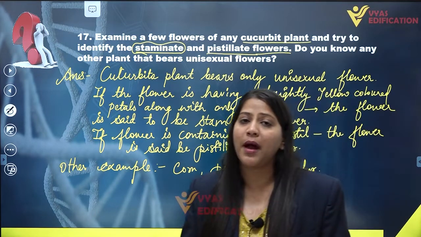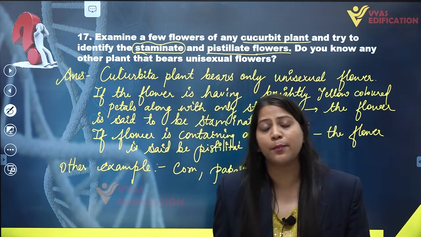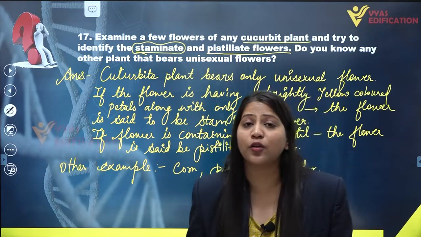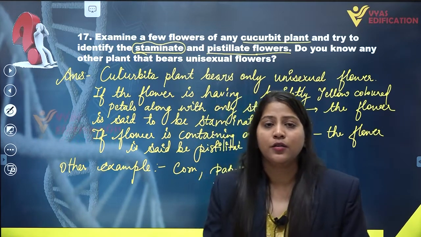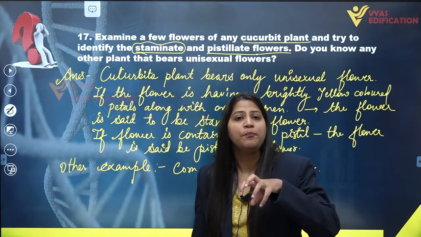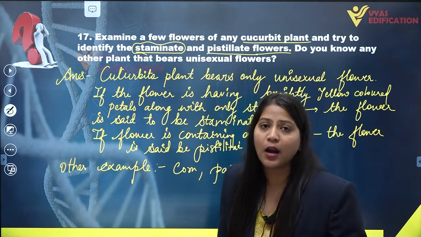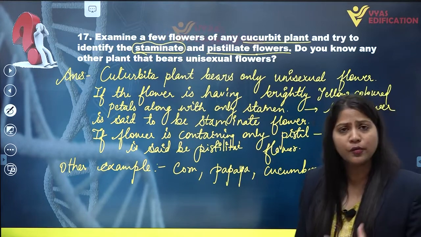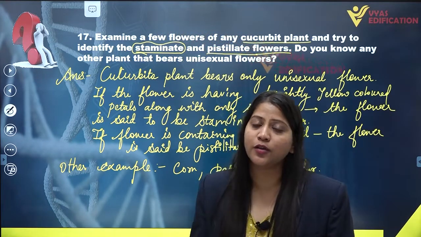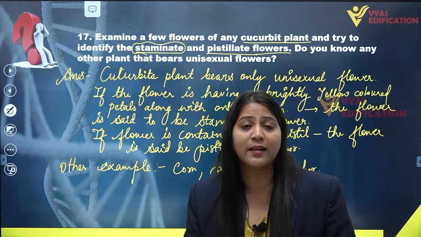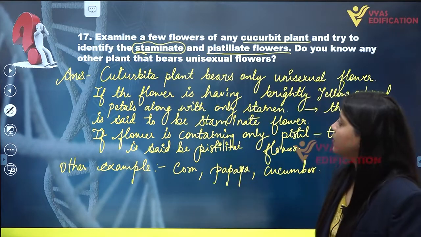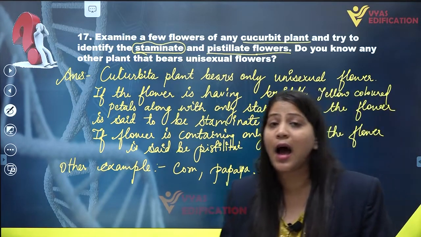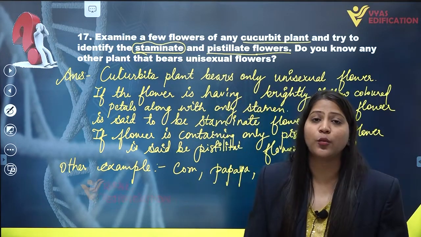And we know what bisexual flowers are, which contain both types of reproductive organs, and this question is asking about unisexual flowers and the cucurbita plant. So the cucurbita plant contains only unisexual flowers, along with the examples corn, papaya, and cucumber. So this is the complete solution of question number 17, and now we are moving towards the last question of this chapter, question number 18.